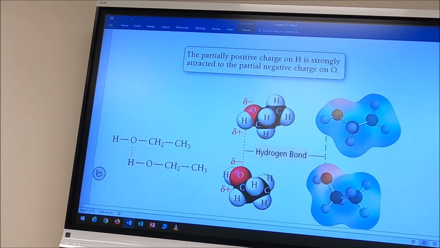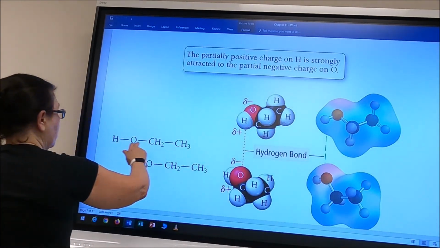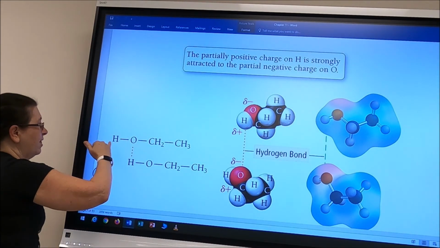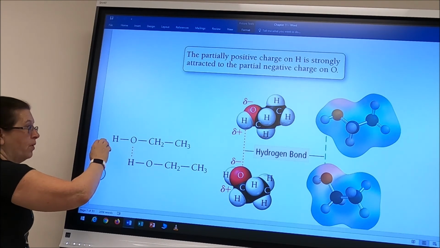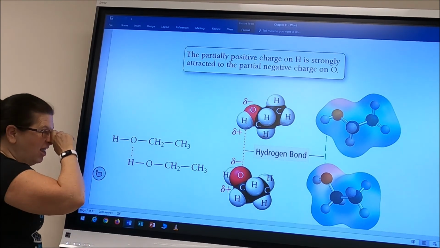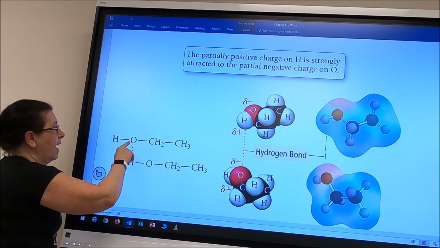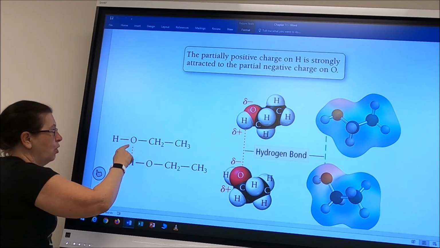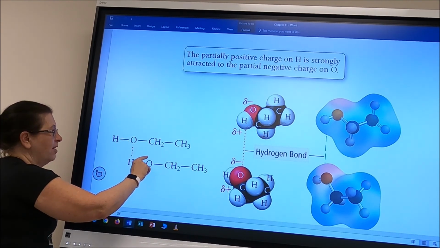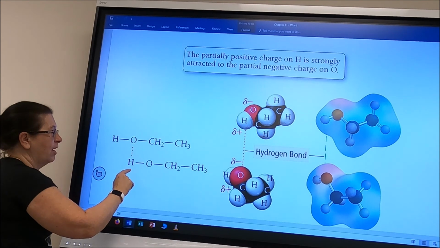Now, here's ethyl alcohol, drinking alcohol. This is a structural formula. Down at this end, we have an OH group. The OH group is what makes this an alcohol. On that oxygen, there are 2 lone pairs of electrons.